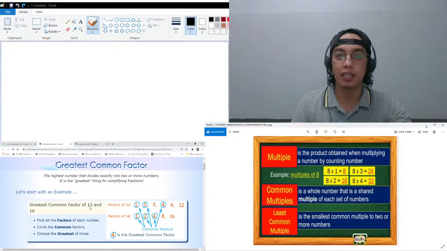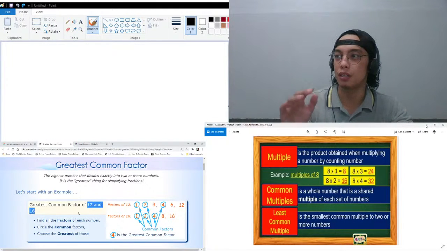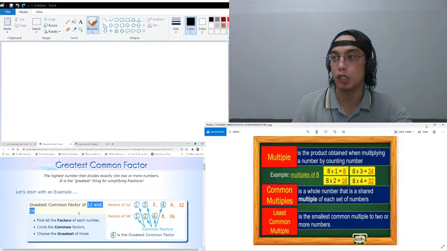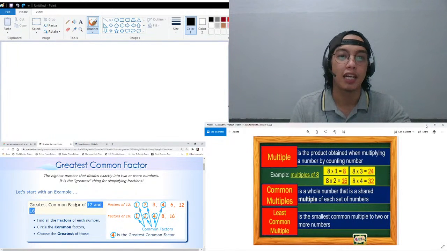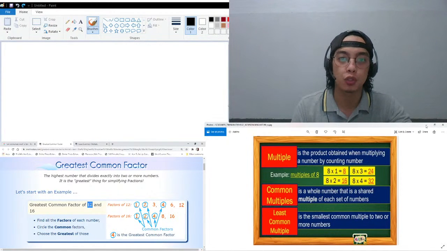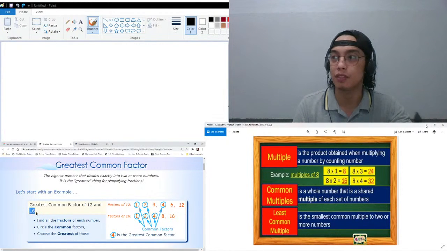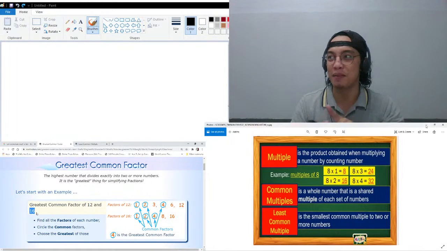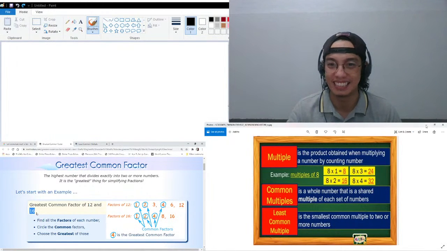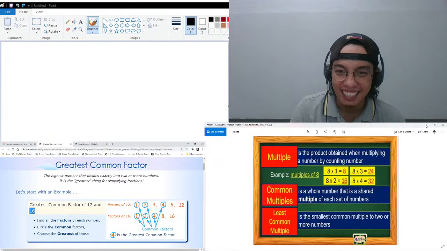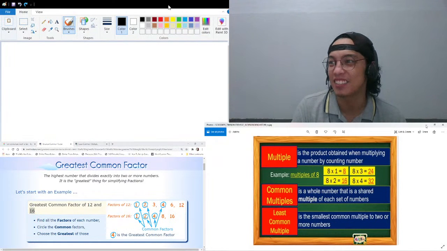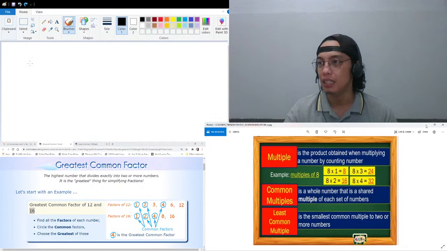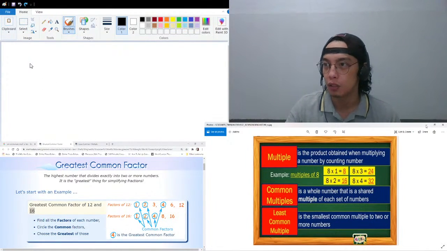Now, example nato diri kaniadto, the lower left of the screen. Let's try to look for the greatest common factor or GCF of 12 and 16. So natay 12 and 16. Let's try to use my pen tab if I know how to use this. Okay, let's put it first. Oops, let me try to.